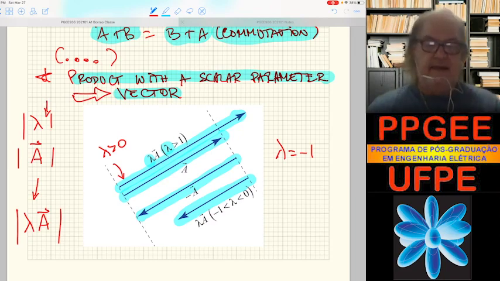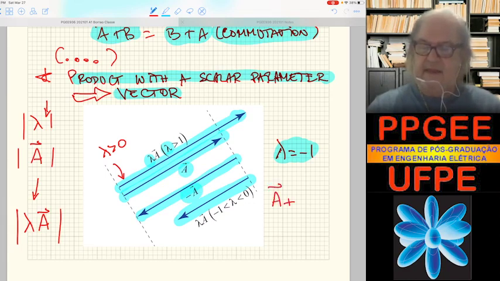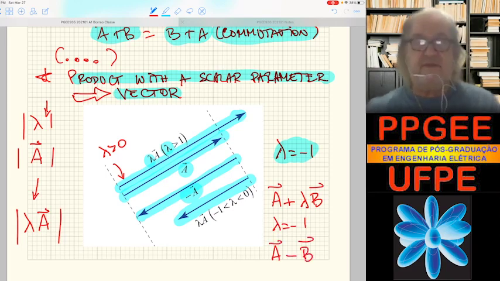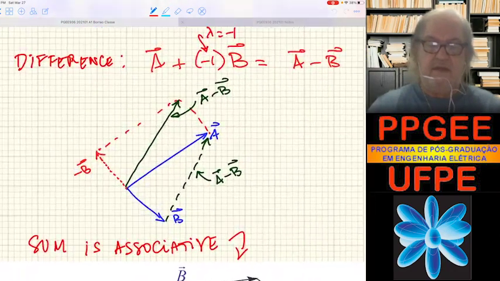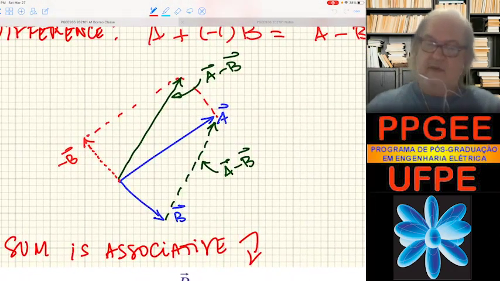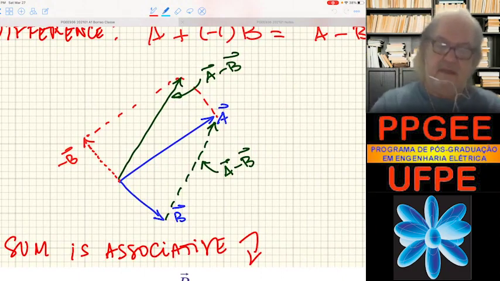So, by constructing vectors which are minus 1 times the vector, we can revert, so you can produce the sum A plus lambda B, and let's choose lambda equal to minus 1. So what we have is A minus B. So we can make a difference between vectors. Let's make the construction here. Okay, so we have two different vectors here, A and B.